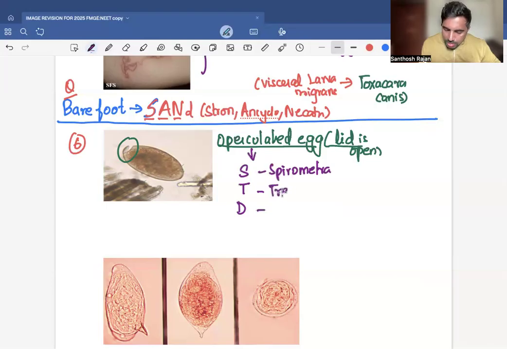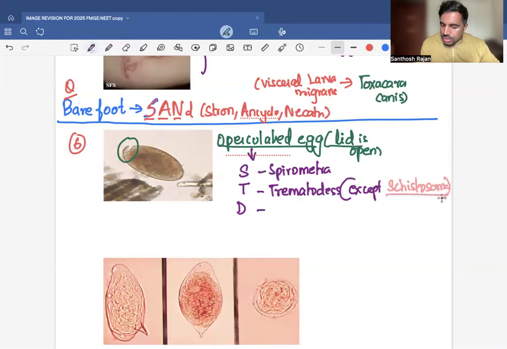T for all the trematodes except Schistosoma, because the sisters, you know, how to remember Schistosoma? The sisters who are working in a church, they completely cover themselves. So they're closed, that means non-operculated. They are not open. So only these, all other trematodes, I mean Clonorchis, Fasciola, and Paragonimus westermani.